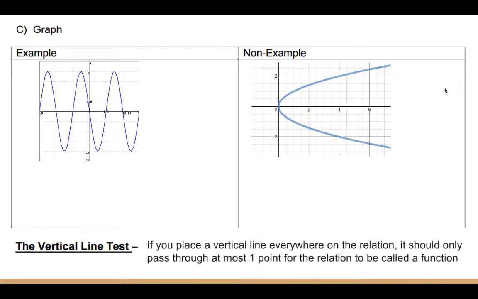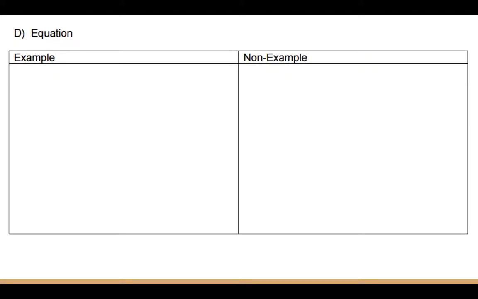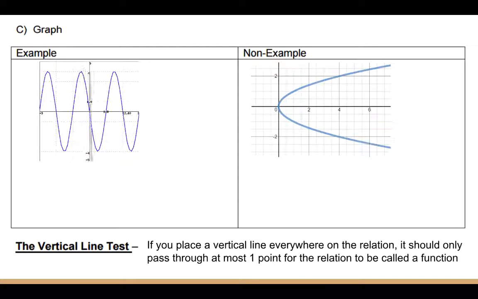Vertical line test. What it's helpful for is, if you run a vertical line and watch the line go, and it hits the relationship twice for the same x value, then it makes it not a function. So the vertical line test is not the definition of a function, but it helps explain the definition. For every x value, which is represented by the vertical line, you can only get one y value. Notice that on the first one it works, you only get one y value, but on the second one you've got two y values, and so it doesn't work.